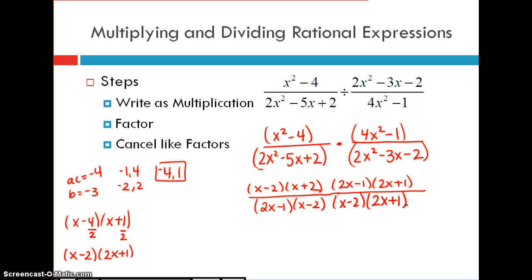So now I'm going to go through and I'm going to cancel like factors. So I notice there's one of these on the bottom, I notice there's one on each there, and I notice those cancel. So my final answer is x plus 2 divided by x minus 2. And again, you could put parentheses around them, but you don't have to.